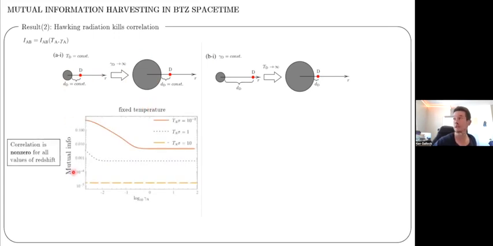Then you can plot mutual information as a function of redshift factor. This figure shows that for any value of redshift factor, mutual information never dies. So from this, we conclude that it is not redshift factor that kills mutual information. On the other hand, if you fix the redshift factor and change temperature, what will happen?